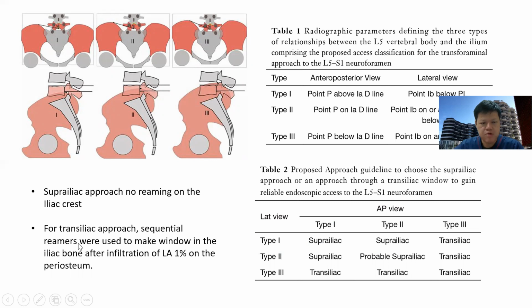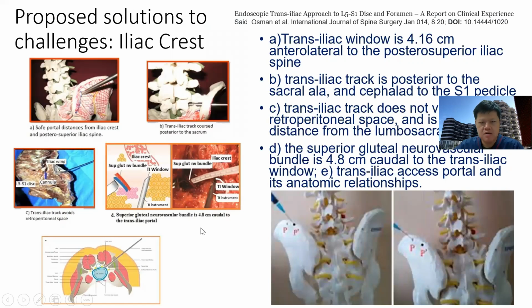For the transiliac approach, a sequential reamer is needed to make a window in the iliac bone after infiltration of local anesthetic, to create a space through the iliac crest into the transforaminal window. In this anatomical study by Osman, they found that this transiliac window is about 4.1 cm anterolateral to the PSIS, posterior to the sacral ala and cephalic to the S1 pedicle.